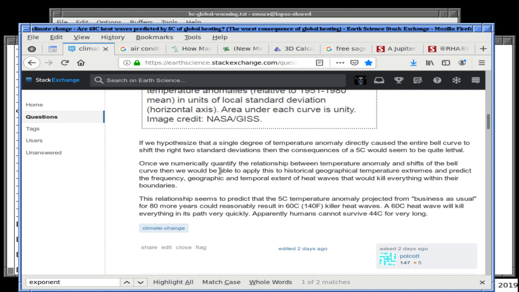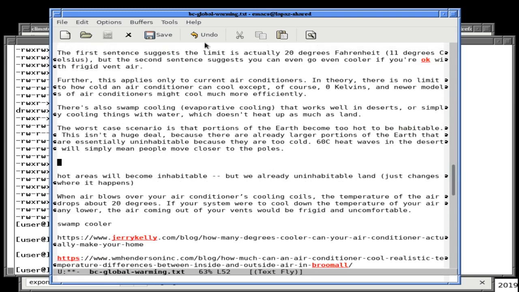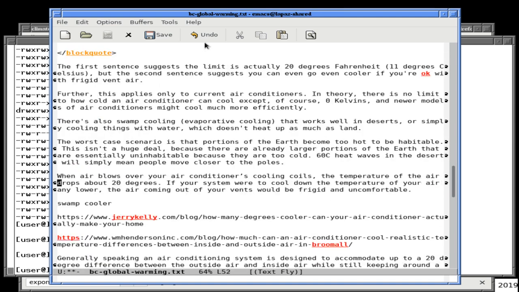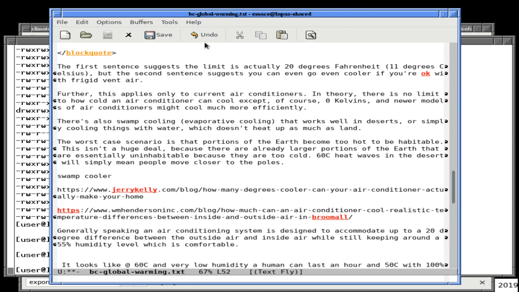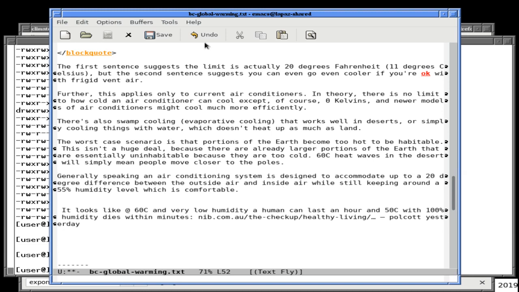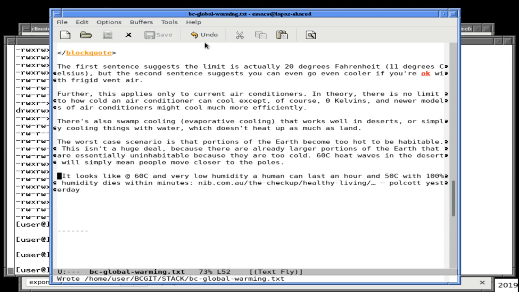Let's go back maybe to this bash of Mr. Polcott. Okay, so I've basically said that even if small portions of the Earth become uninhabitable, and I think I already quoted this up here, I think we're getting towards the end of this question. And I did mention swamp cooling, and I didn't quote this source, but there's no need to. Yeah, it looks like it's 60, and very low humidity can last an hour.